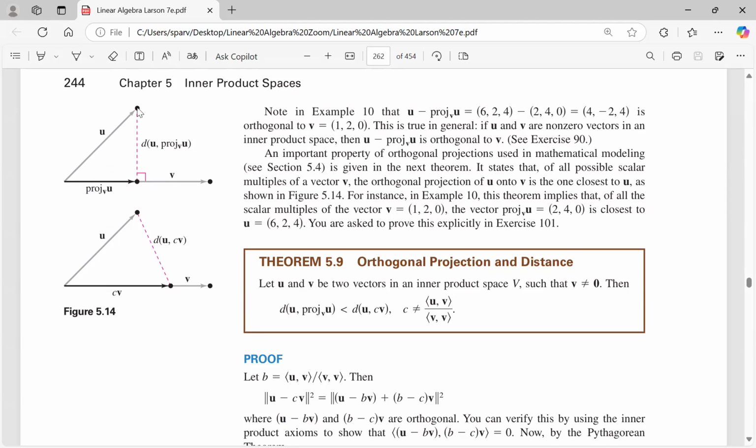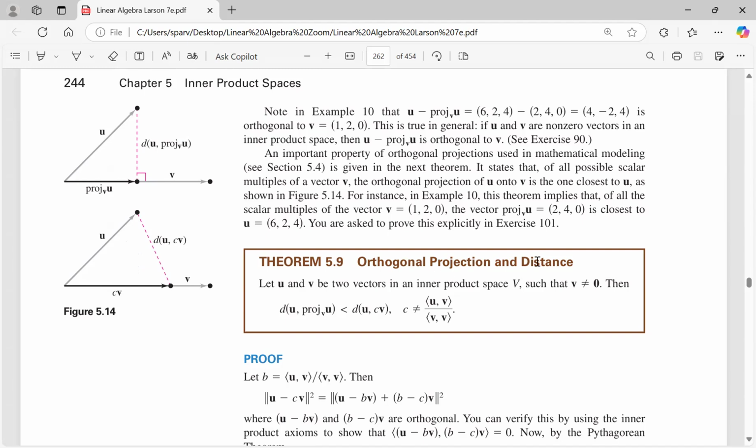Remember, the distance from the tip of this vector u to the tip of the projection gives you the distance between those two vectors. That's the distance he's talking about. And then if you look at the scalar multiple of v, whatever that is, this is now the distance between these two vectors. This is not a projection, right? What he has, the cv, is not a projection, is it? Because it's not perpendicular. Look at the one above. That's just the scalar multiple.